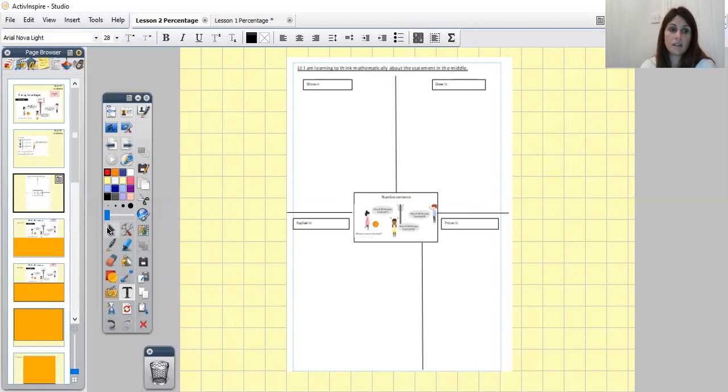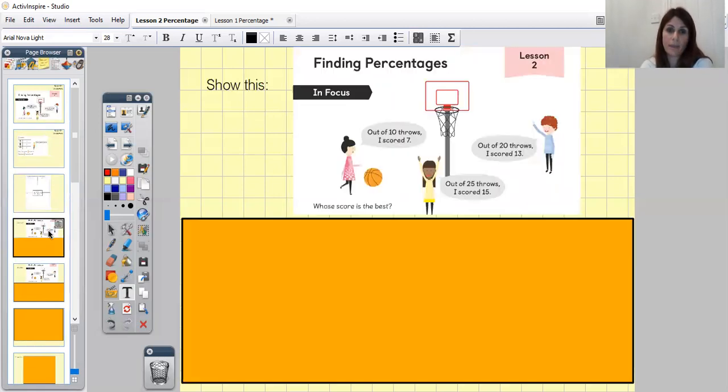So we're going to start off with our show it section like we did yesterday. So, show it, show this. I keep writing this wrong. I don't know why. So this is our show it.